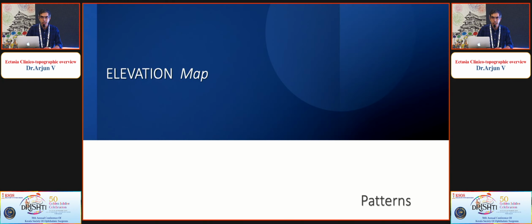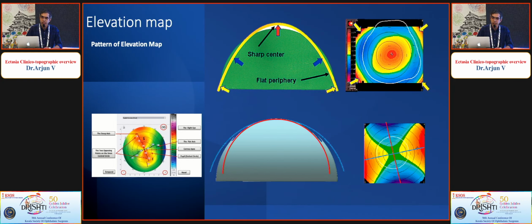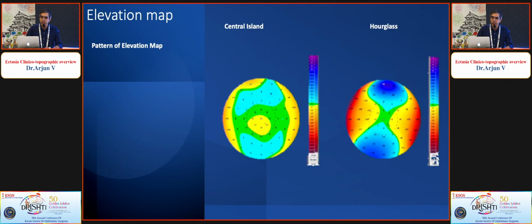So going on to the elevation maps, before you see the maps, you can see that based on the best-fit sphere, some part will be above it, which will be represented by the warmer colors, and some part will be below it, which will be represented by the cooler colors. So if there is only a uniform power with central elevation, you will get an island, and if there is an astigmatism, you will get an hourglass kind of pattern.